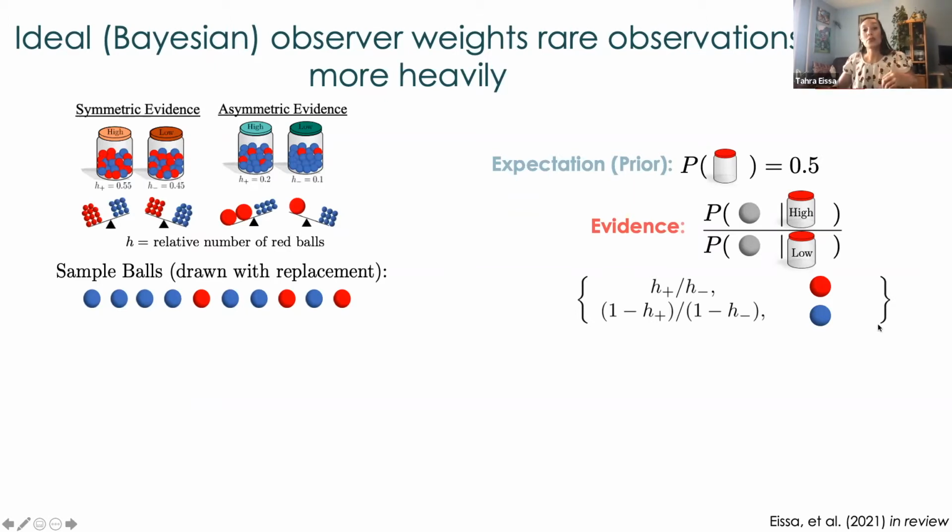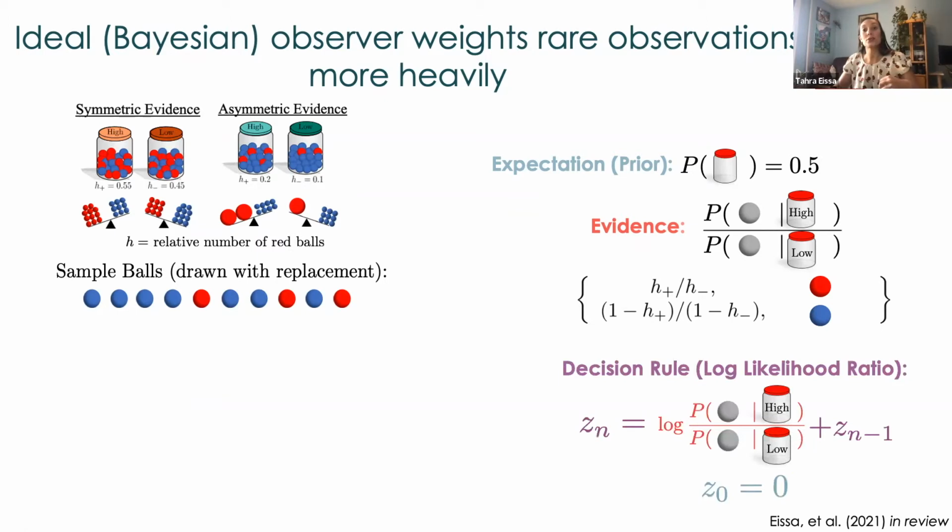So the third component is again that decision rule. In this case, our decision rule is going to be based on a log likelihood ratio. What this is combining is that, iteratively for every ball drawn, we're going to combine our evidence with the past beliefs. And in order to incorporate that expectation, we're going to start with Z0 equal to 0.